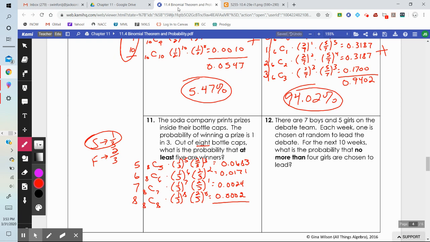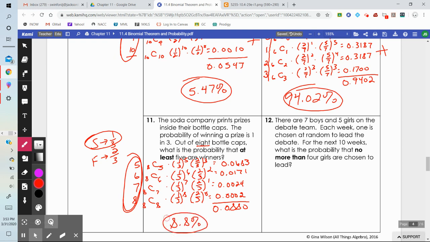When we add all those probabilities together, that would give us the probability of getting at least 5, which could be 5, 6, 7, or 8 winners. And that's going to be 0.0880, which is going to be an 8.8% chance that you're going to have at least 5 winners. Now, something else we could look at, well, what's the probability that we're going to have less than 5 winners? You could use complementary events there. The probability that you're going to have less than 5 winners would be the other 91.2% chance. Okay, so more than likely, you're going to have less than 5 winners.